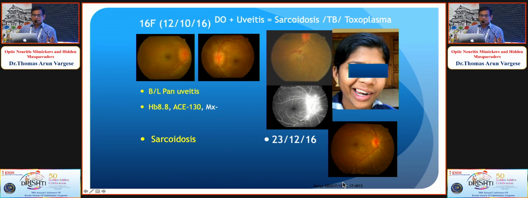So it started off with the disc edema, but with additional features. So always the additional clinical features give you important clues. The uveitis features suggested sarcoidosis and TB, and she gave a good result.